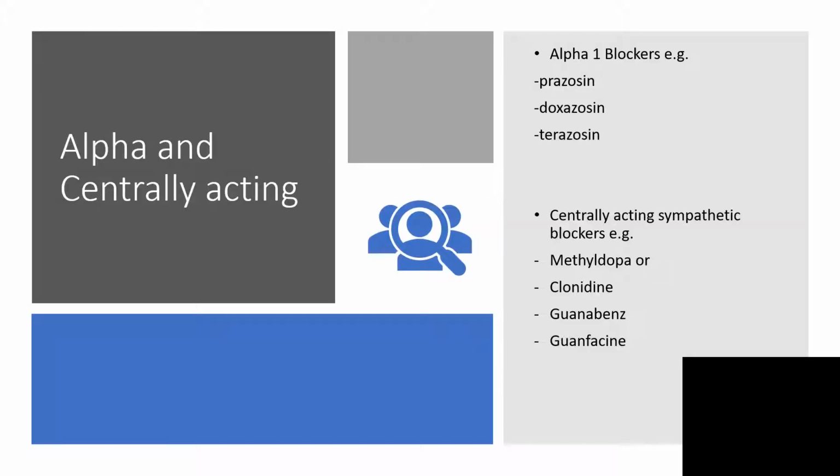There is another group called alpha and centrally acting sympathetic blockers. The alpha 1 blockers are prazosin, doxazosin, terazosin. They are used in BPH. And the centrally acting sympathetic blockers are alpha-methyldopa, clonidine, guanabenz, and guanfacine.